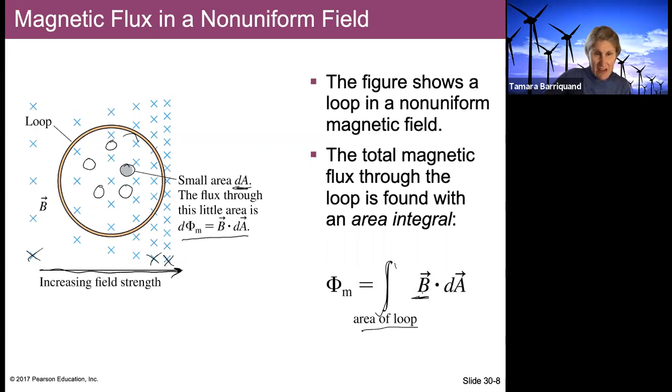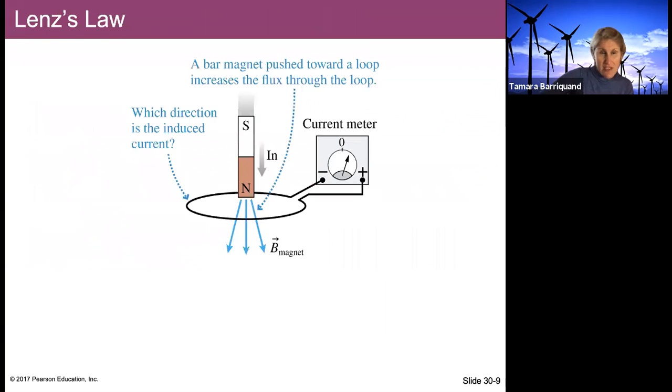So those are the ideas of how we look at magnetic flux. Now that we see how we can look at magnetic flux, let's apply that and understand something called Lenz's law. Lenz's law shows us that a bar magnet, for example, that's pushed towards a loop now increases the flux through the loop, right? Because the magnetic field points from the north to the south. So we have a magnetic field pointing downward. If we push that magnet toward the loop, we're going to increase the flux in through the loop.